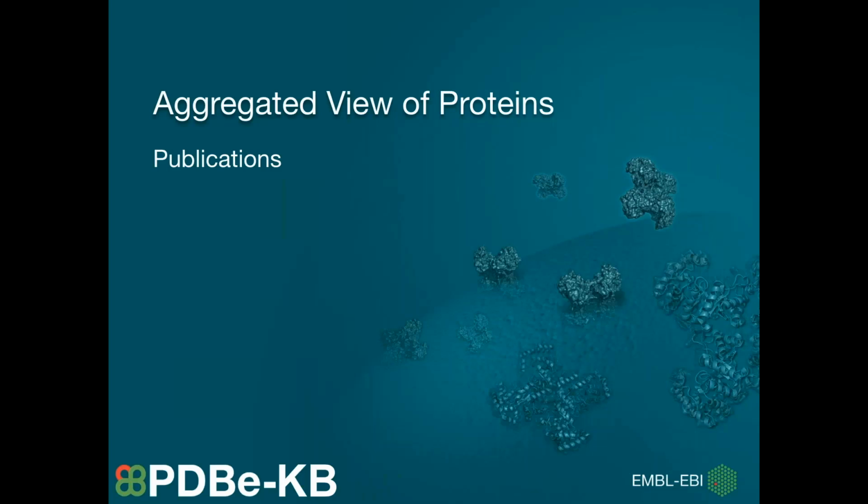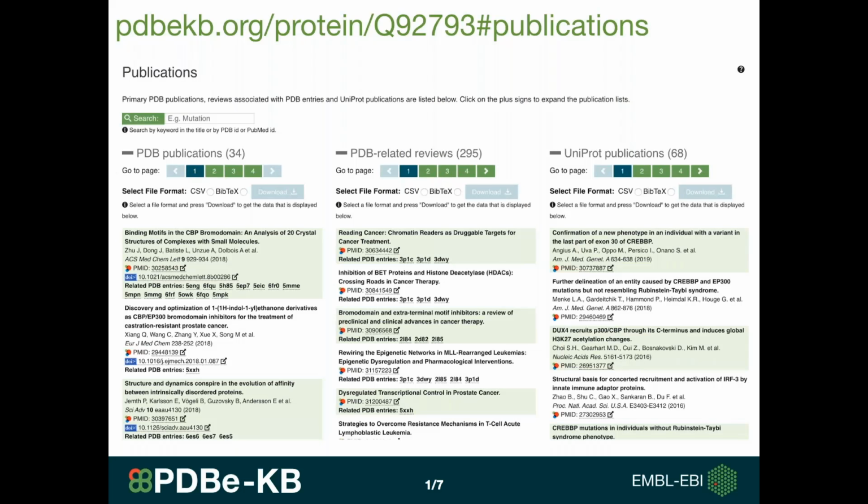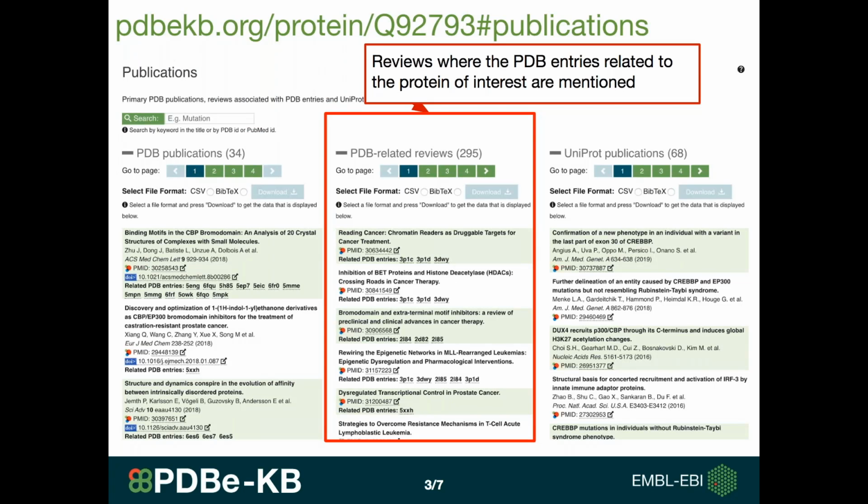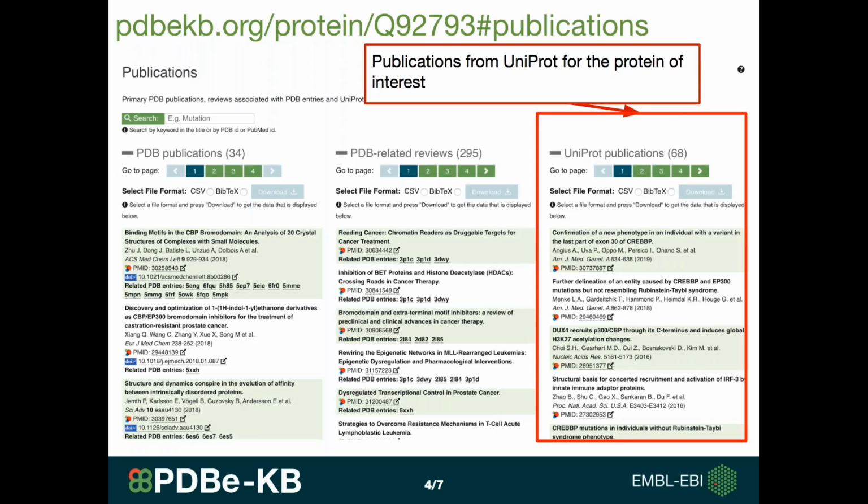So the last section of aggregated views of proteins contains information about literature. This section is composed of 3 different sections, where the first one contains all the primary publications which are related to the PDB entries which are composing this page. The second section contains all the papers where those PDB entries have been mentioned or they are linking to them. And finally, the third section contains all the UniProt related publications.